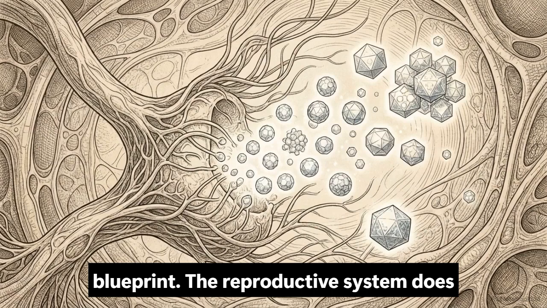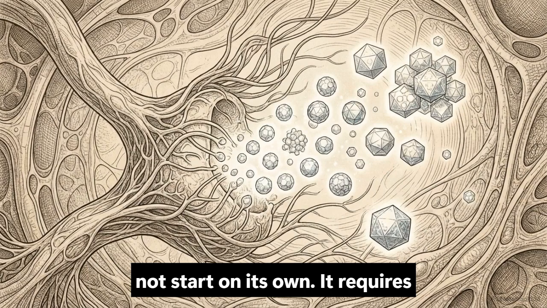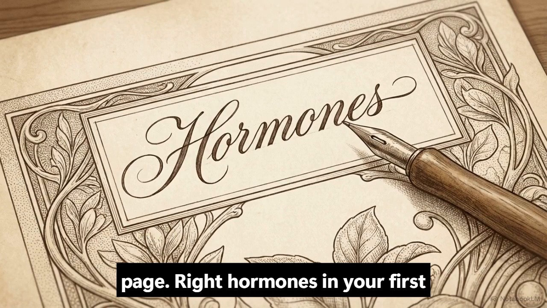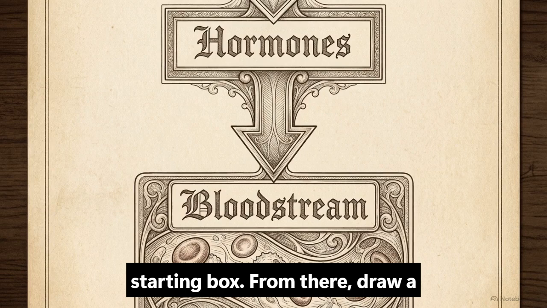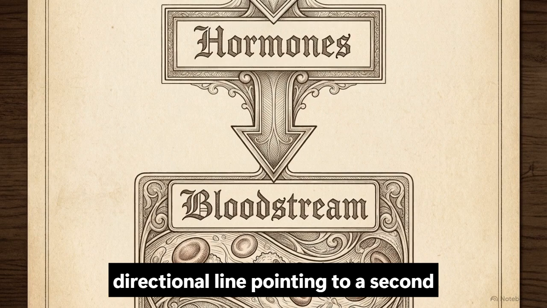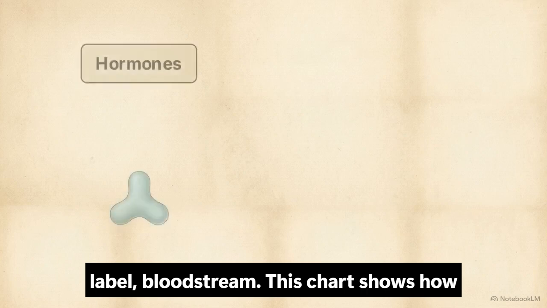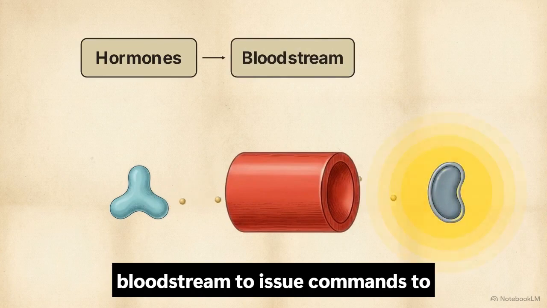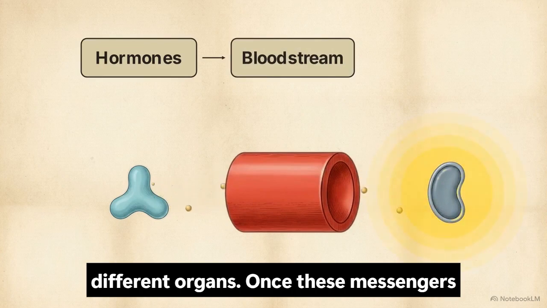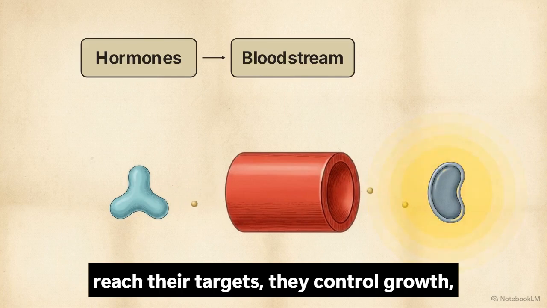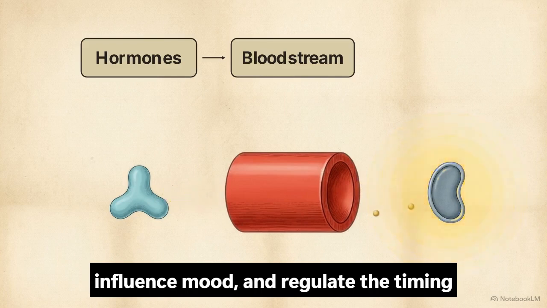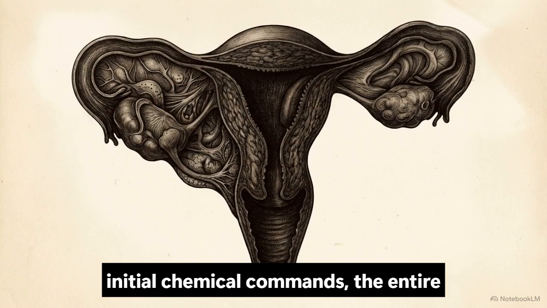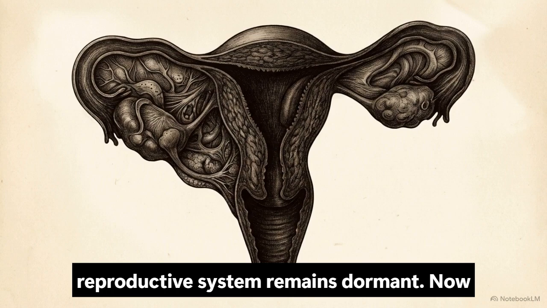The reproductive system does not start on its own. It requires specific controllers. At the top of your page, write hormones in your first starting box. From there, draw a directional line pointing to a second label, bloodstream. This chart shows how glands produce hormones, which act as chemical messengers. They enter the bloodstream to issue commands to different organs. Once these messengers reach their targets, they control growth, influence mood, and regulate the timing of the reproductive cycle. Without these initial chemical commands, the entire reproductive system remains dormant.